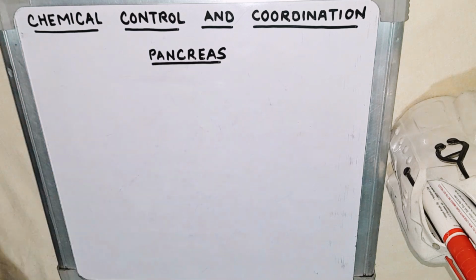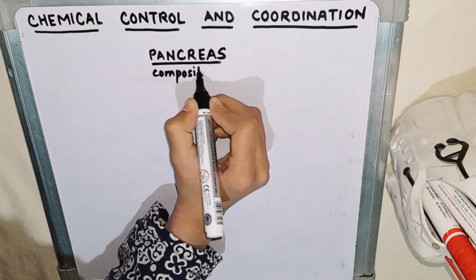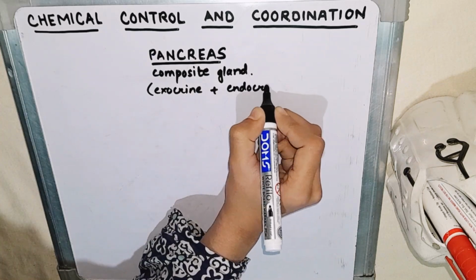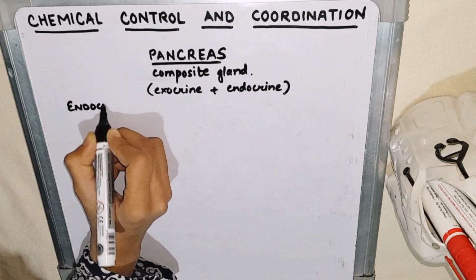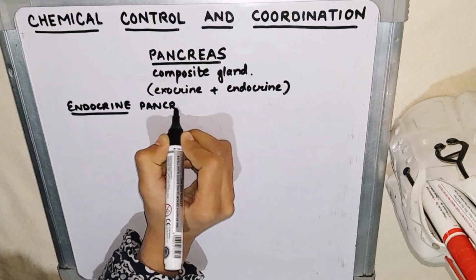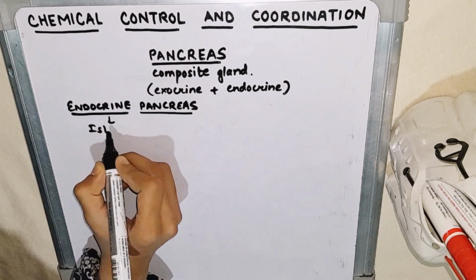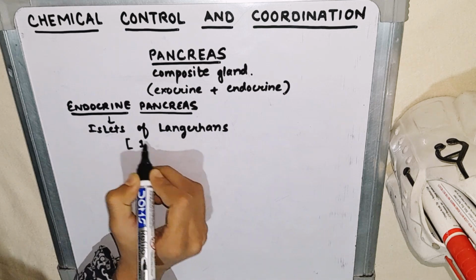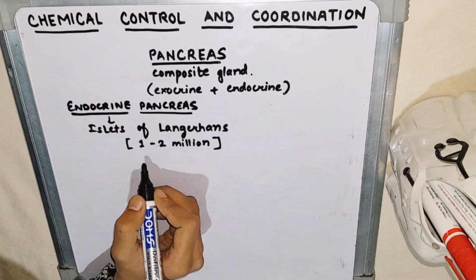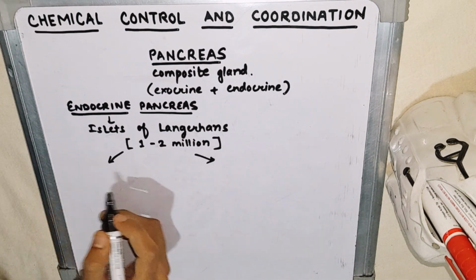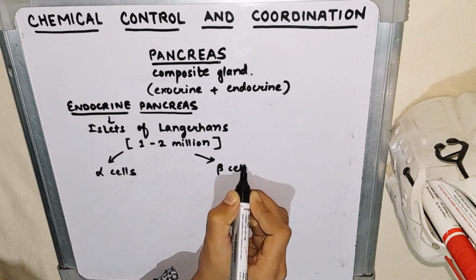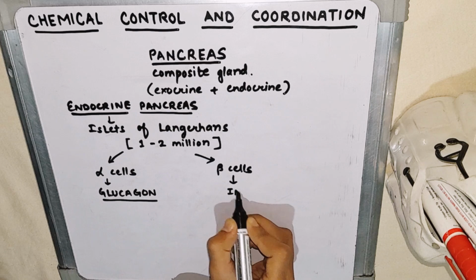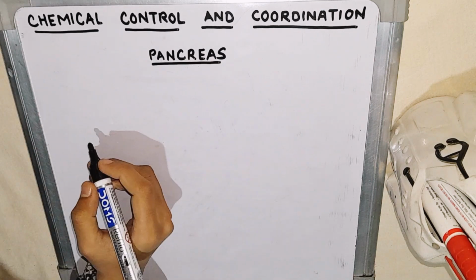Next gland is the pancreas gland. Pancreas is a composite gland. That means it is both exocrine as well as endocrine gland. Now the endocrine part of the pancreas consists of islets of Langerhans. They are 1 to 2 million in number. There are mainly two types of cells, alpha cells and beta cells. Alpha cells secrete glucagon and beta cells secrete insulin.